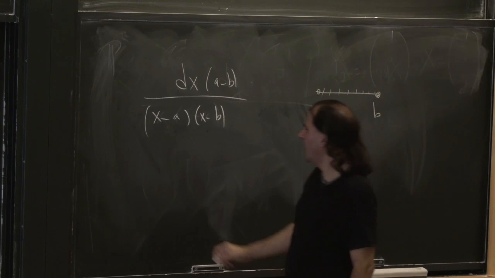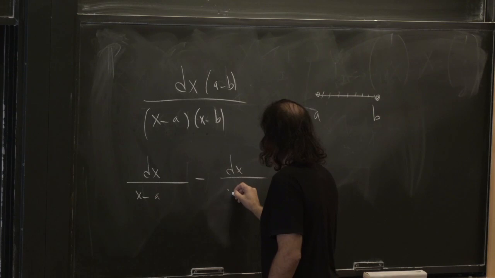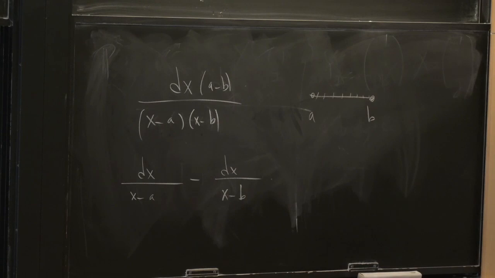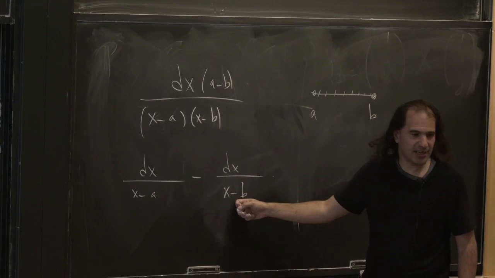In other words, I could also write this form as dx over x minus a, minus dx over x minus b. In this form, it's manifest that it has a logarithmic singularity at x equals a, a logarithmic singularity at x equals b, and again, nowhere else.